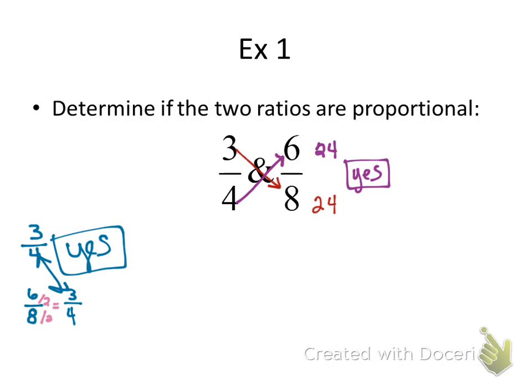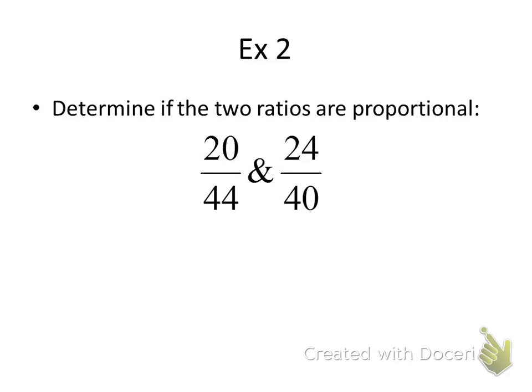My own personal preference. Okay, so example number 2. Write it down. You have 20 over 44 and 24 over 40. We want to know if these are proportional. Now, you could do it in two ways. You could write the 20 over 44 and reduce, and then do 24 over 40 and reduce. But that's going to take a while, because if we sit there and reduce by 2, it'll take a minute to do. So I prefer just to cross multiply.